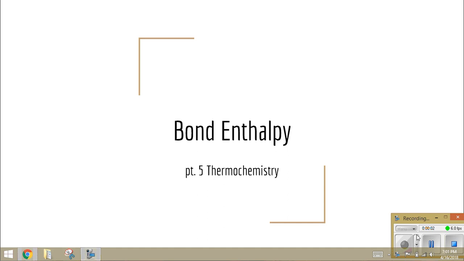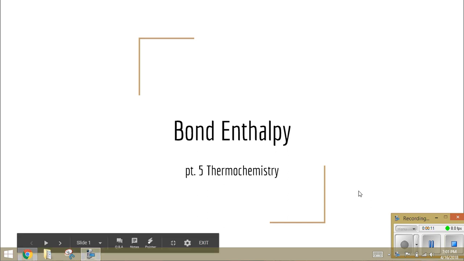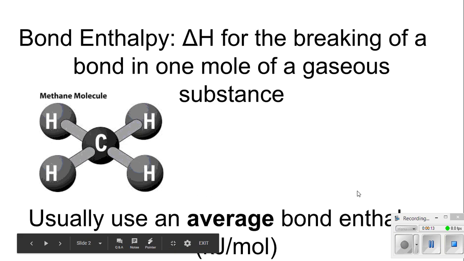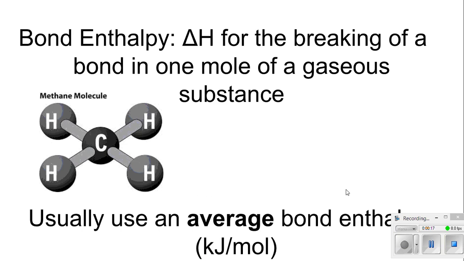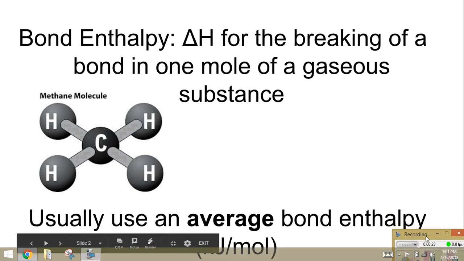Okay, so the notes are over bond enthalpy. So we're now talking about the heat and the energy of the actual bonds within compounds. Okay, so it's the change in enthalpy of the breaking of one bond in 1 mole of a gaseous substance. And we usually go with the average bond enthalpy, and it's measured in kilojoules per mole. So how much energy per mole.